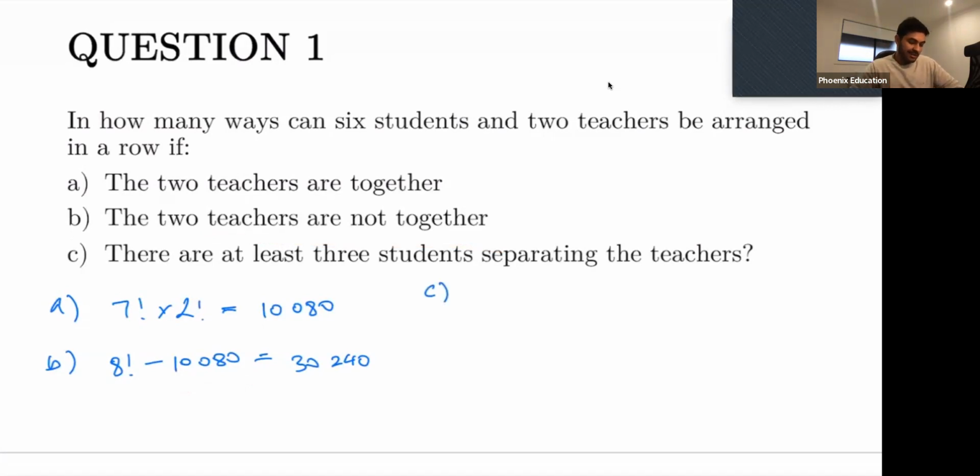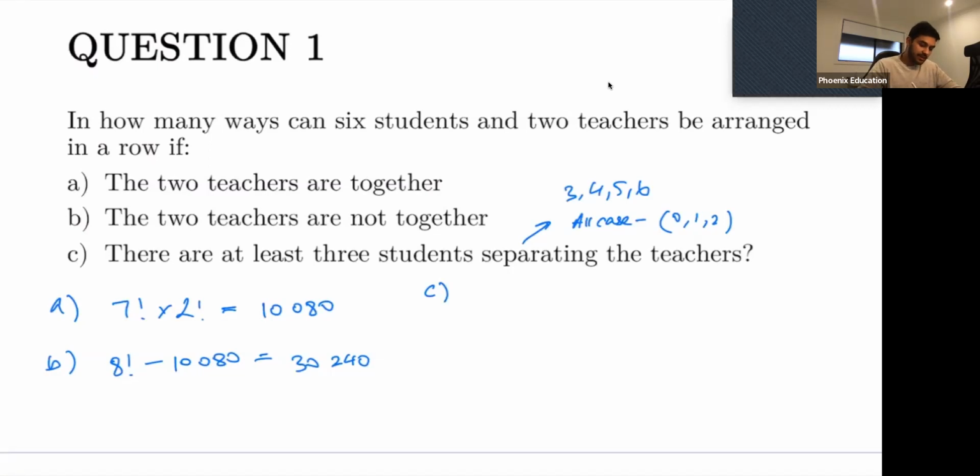Okay. Part C, there are at least 3 students separating the teachers. So with 3 students separating the teachers, that would mean that you can have 3, 4, 5, or 6 students separating the teachers. That's one way that you could do it. Or you could do all cases minus 0, 1, 2 cases. So this scenario here is easier to work out because you don't need to work out as many situations as working out when you have 3, 4, 5, or 6 people separating the teachers. All we can do is just work out when we have 0 students separating the teachers, 1 student and 2 students separating the teachers. And then we'll take that figure and subtract it from all the cases to figure out the scenario that at least 3 students are separating the teachers.